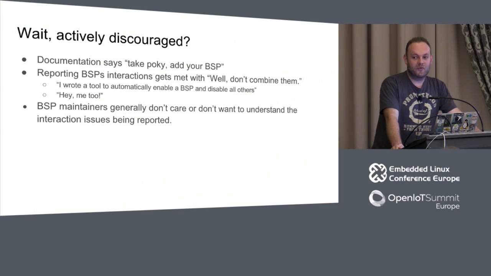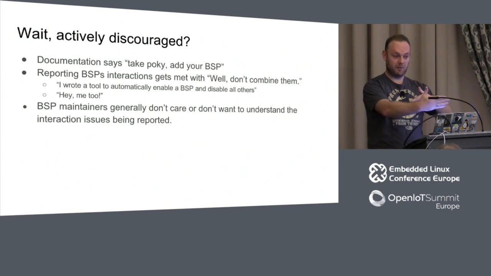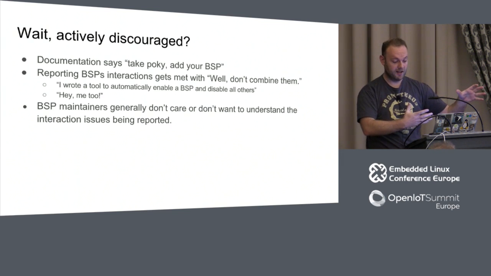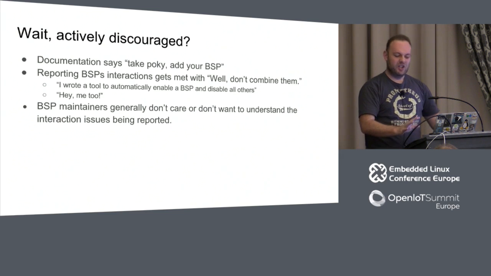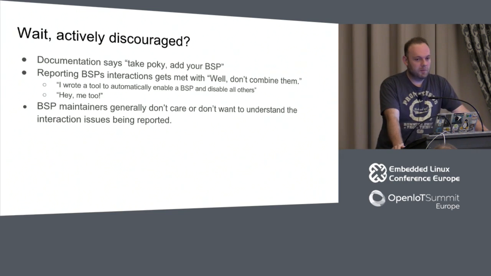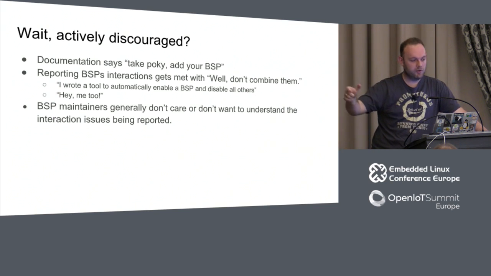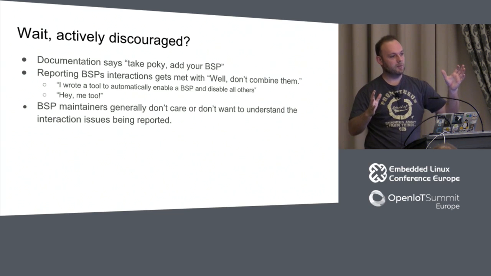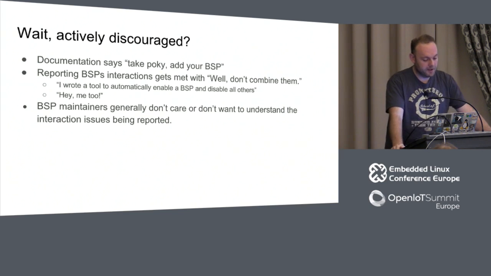So lots of people try to fix the problem from different angles. And a few years ago, Darren Hart said, hey, I wrote a tool to automatically enable one BSP and disable all the others. And if you select a different machine, it does all that, and that avoids all the problems. And you're like, you're not avoiding the problem, because one BSP might change this config option and the other might change the other option. So you still have differences between your builds that aren't machine related, just because everyone is snowflake special with their BSP.